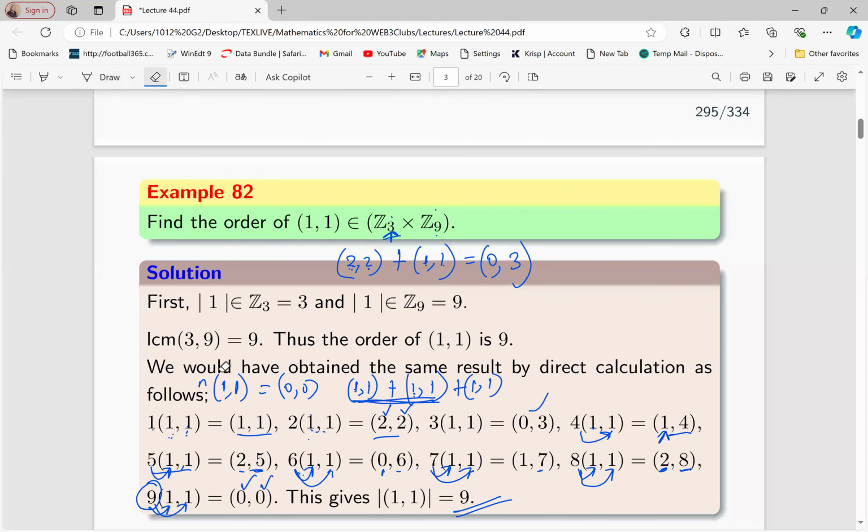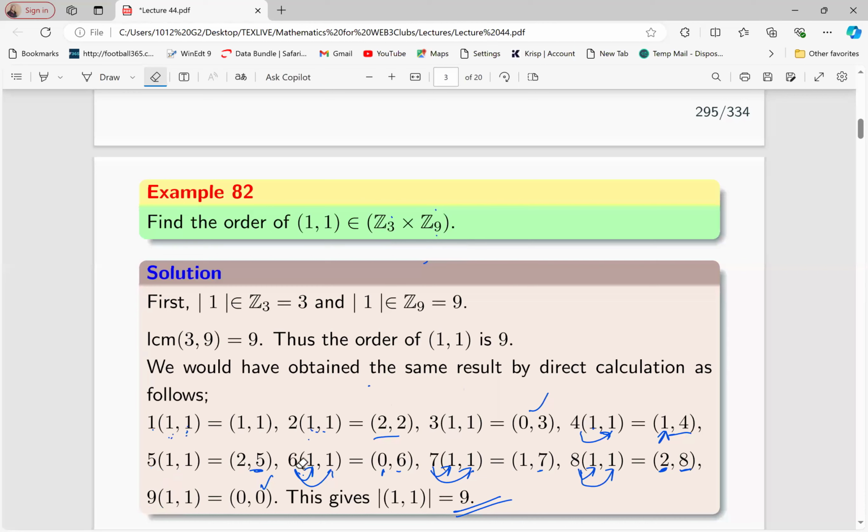So that is when you use the definition of the order, when you understand what the order means. Because under addition, the order means the number of times we will add that element to itself to get the identity 0. Under multiplication, the definition of order is the number of times we would multiply that element to itself to get the identity 1 under multiplication.